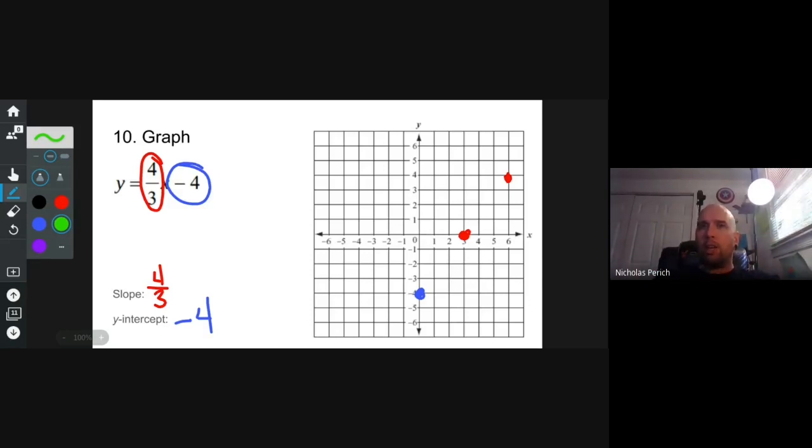Once you have your dots, connect them. Whiz connect them.